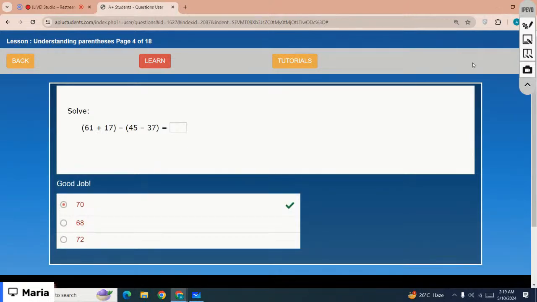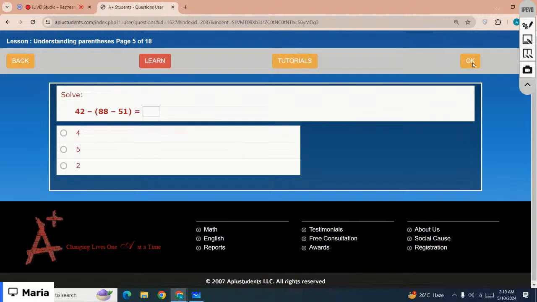Okay, now solve the next one and write the answer in the chat box, right? Let's see who solves it first. 42 minus 88 minus 51, which is the correct option?